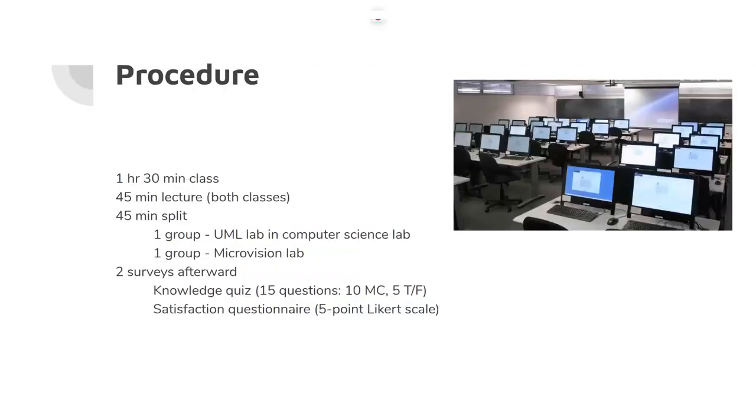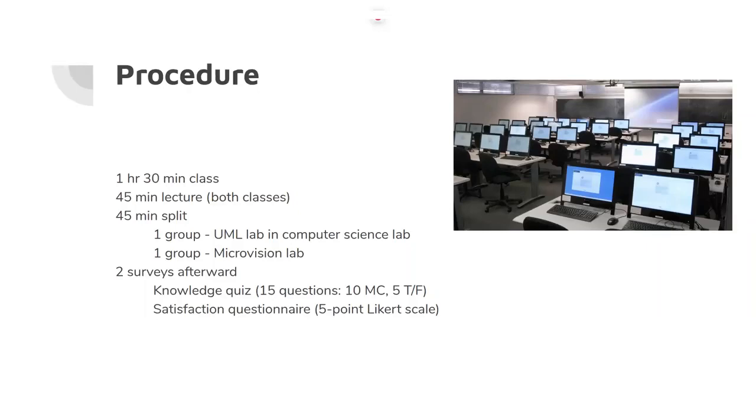So for the procedure, we're going to have a 1.5-hour class. For the first 45 minutes, both groups will get the same lecture about microservices, and this will be prepared beforehand. And then after that, both groups will split. 1 group will go and have a more traditional lab where they'll do some UML modeling exercises. They'll just have different scenarios that they have to display of how a microservice architecture is laid out and deployed.